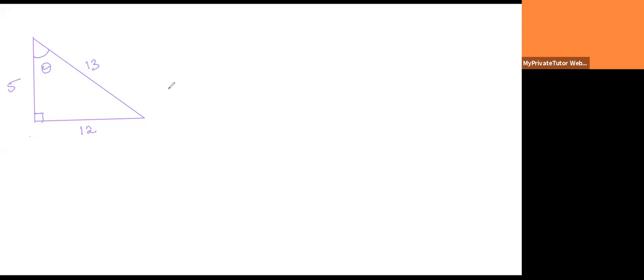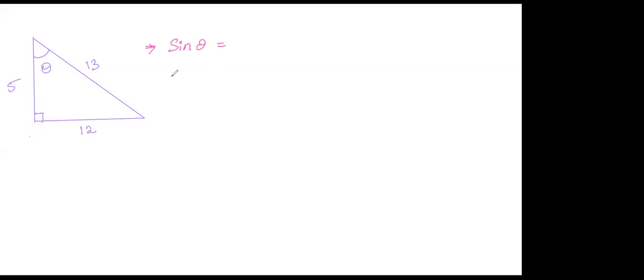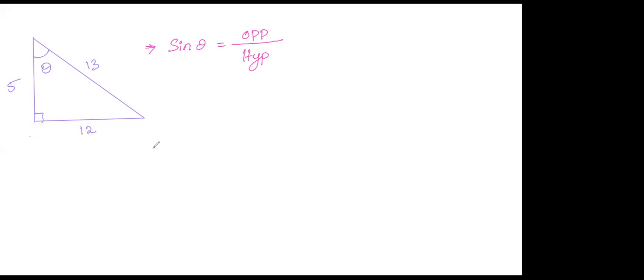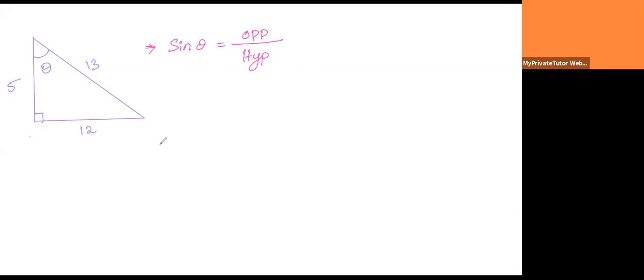So find all trigonometric ratios, guys. How to find? The first one, sine theta. What is sine theta? Opposite upon hypotenuse, sir. Yeah, exactly. So in this one, Iris, can you please tell me which value is an opposite side?